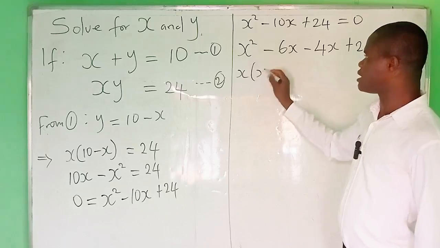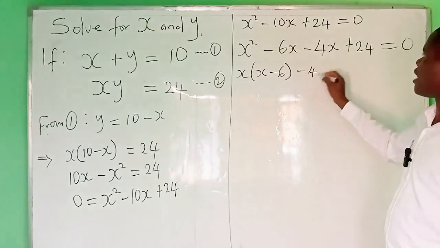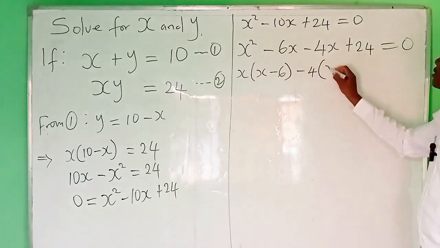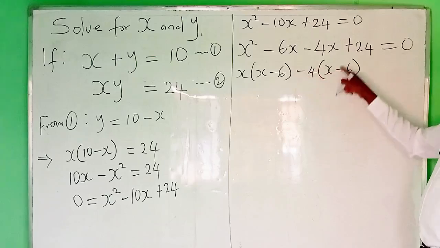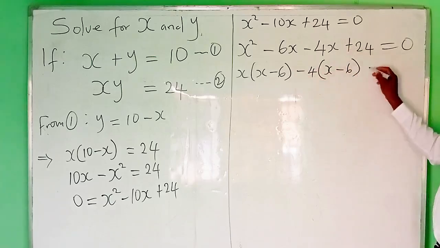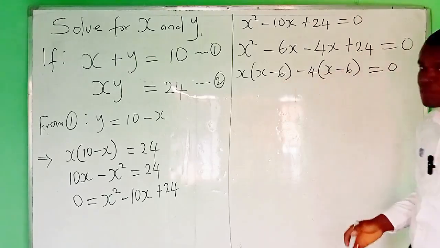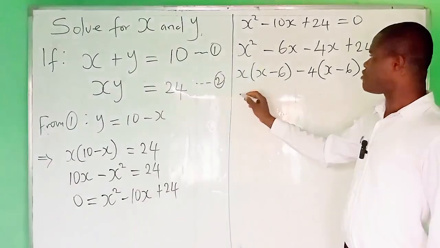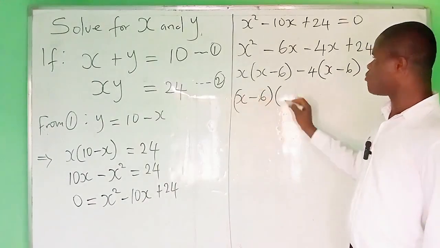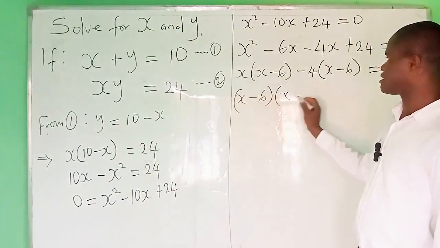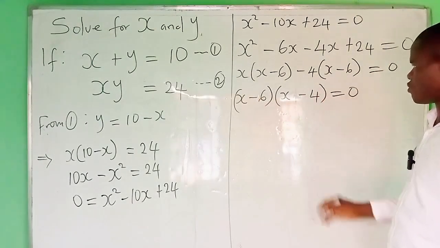Bracket, what remains here is x minus 6. Then this is minus 4 outside. What remains here is x minus 6. Mind you, because minus times minus will give us plus 24, equal to 0. So seeing this bracket and this bracket are the same, it means you are correct. So factoring it out, it becomes x minus 6, open bracket, what remains here is x minus 4, equal to 0.